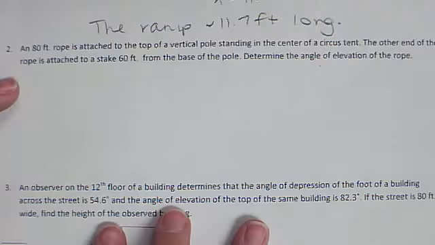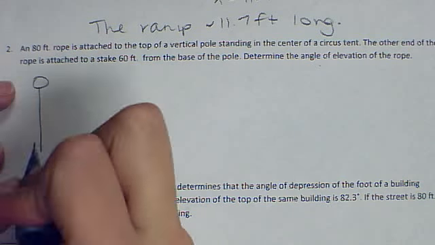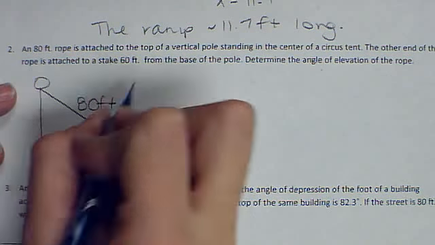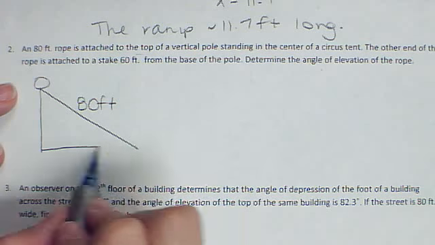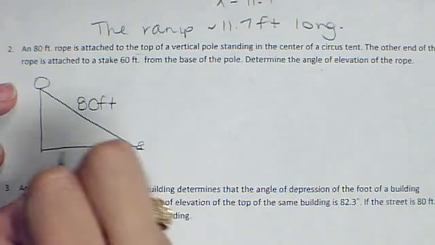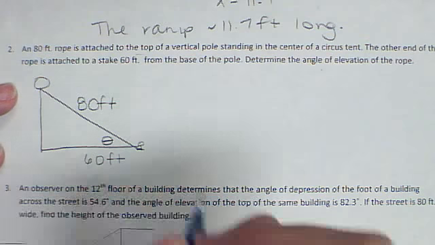The next problem is about a rope in a circus tent. So I have a circus tent pole. There's a rope attached to it that's 80 feet long. The other end of the rope is attached to a stake. That's right here, and that's 60 feet from the base of the pole. And I want to figure out the angle in between.